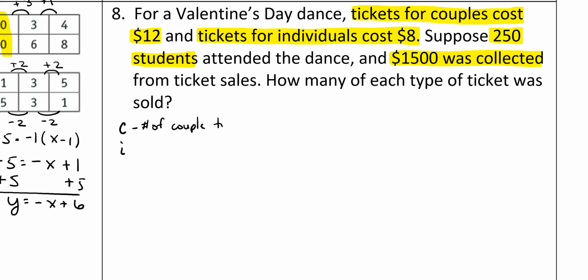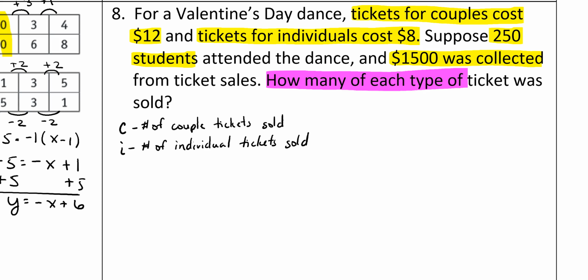Well, couple tickets that were sold. And I'm going to let I be the number of individual tickets sold. That's what I do not know. So that's always the first thing you should do. You should identify your variables. And most of the time you're going to be able to see this in our very last sentence. How many of each type of ticket was sold? That's what I don't know. So C for couples, I for individuals. Again, you can use X or you could use Y.